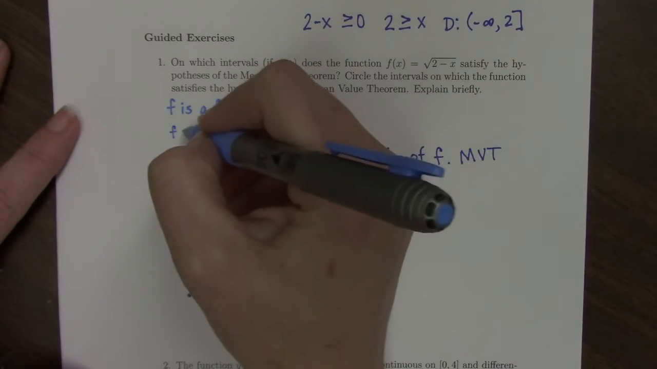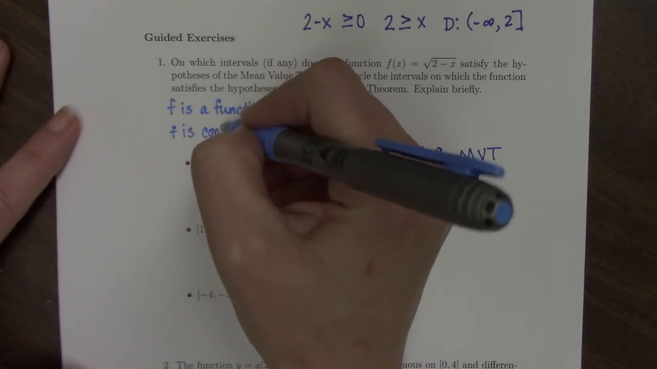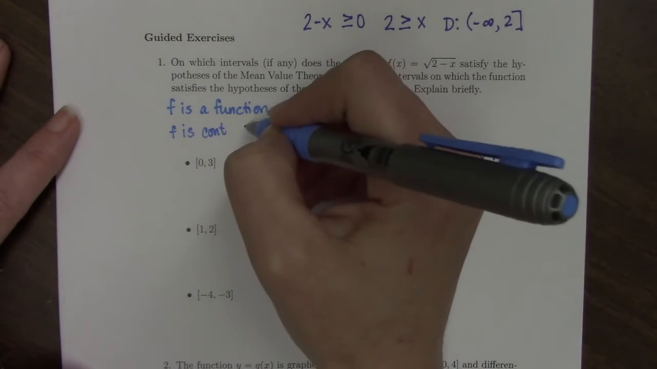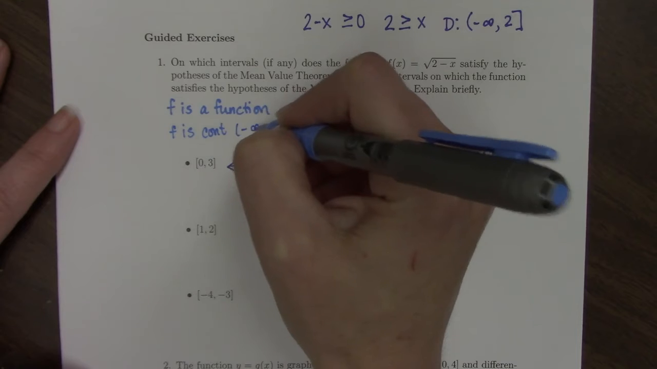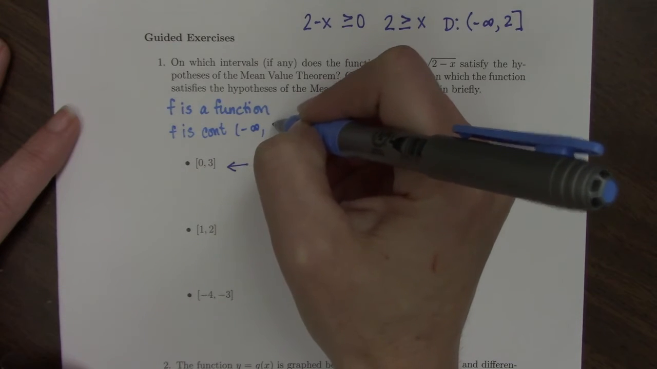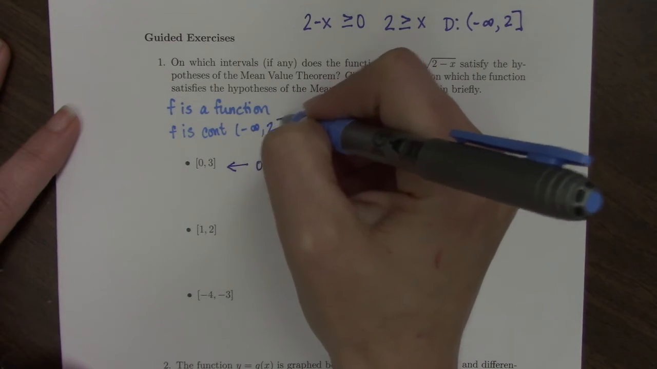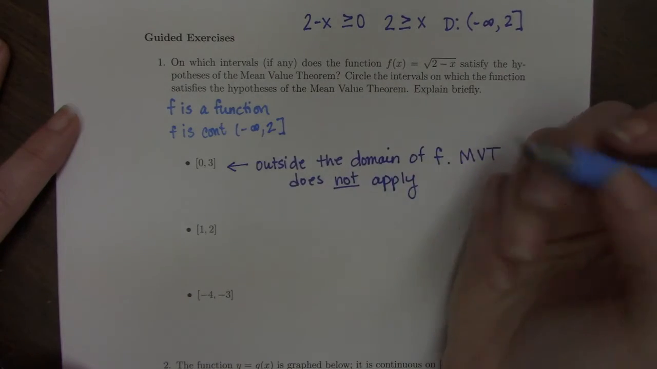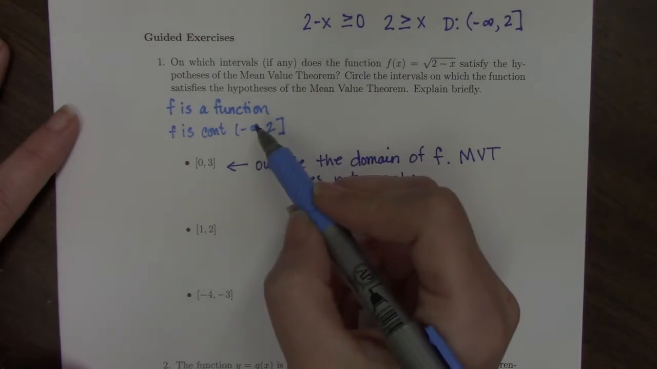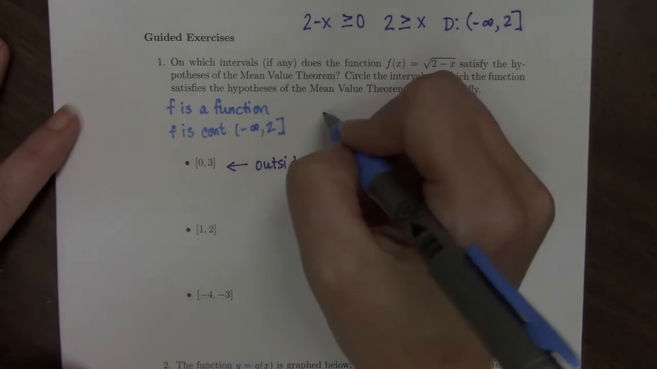F is continuous on its domain because it's a root function. So f is continuous everywhere in its domain. So that means any interval included in this, it will also be continuous on.